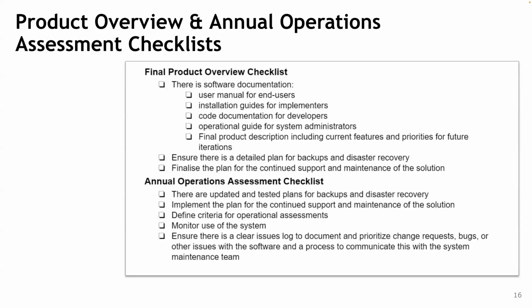So as part of that, we've got the end user manual, installation guides for implementers, documentation for developers. Documentation for developers could sit within the code repository. It doesn't have to be in here. These don't all have to be in one document. I'll show just now that they could be part of different cycles. And operations guides for systems administrators, along with product descriptions and opportunities for future iterations.